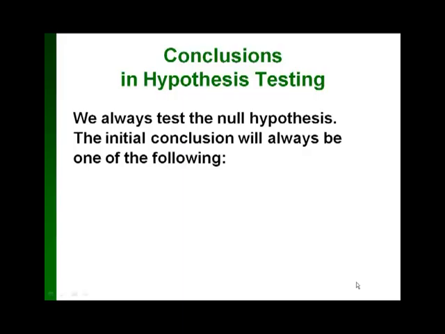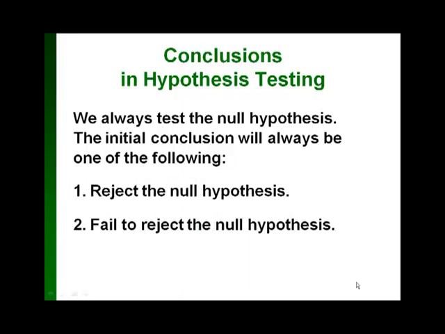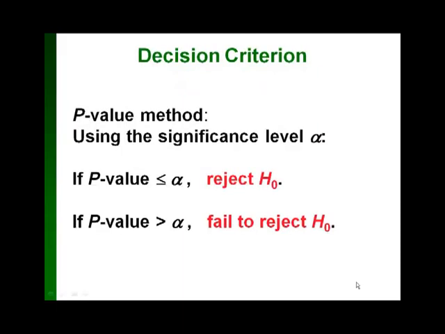When we're doing hypothesis testing, we always test the null hypothesis. When we have our test information, then we can state our initial conclusion. It's always going to be one of these two: either reject the null hypothesis or fail to reject the null hypothesis. There are two ways that we can do this.